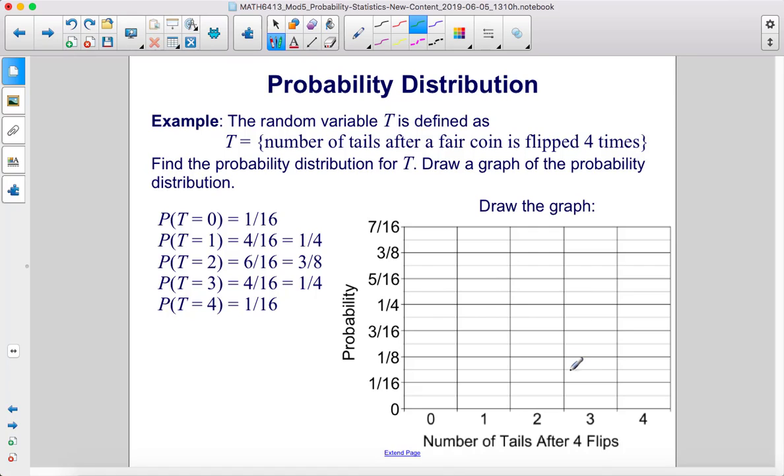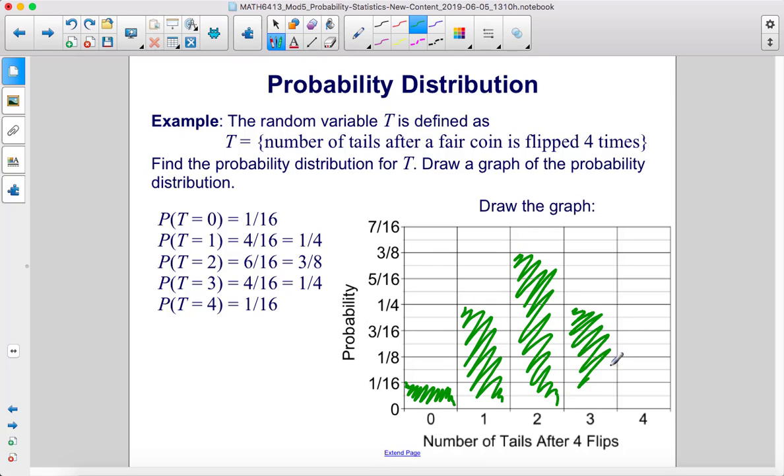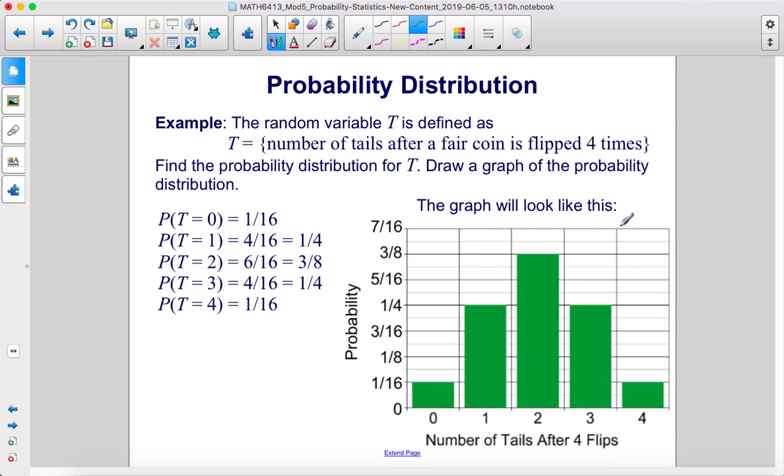Now let's draw a graph of the probability distribution. So the probability of t equals 0, which is right here, is 1/16. So we can fill this in here. The probability of t equals 1 is 1/4, and that's this line there. For t equals 2, it's 3/8, which is right there. For t equals 3, it's 1/4 again. And for 4, it is 1/16. And there you have it.